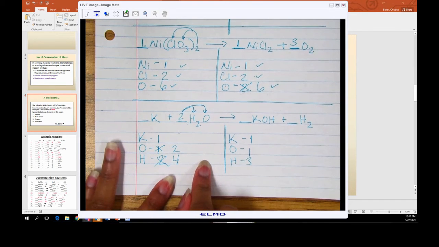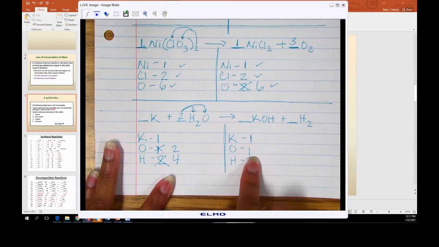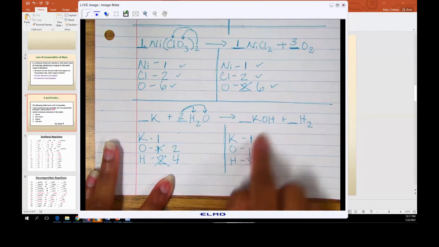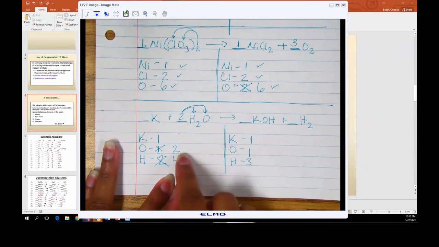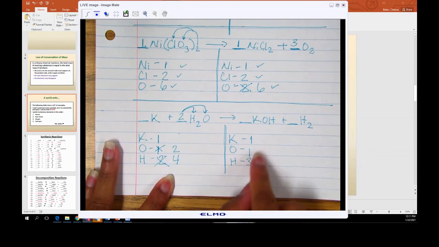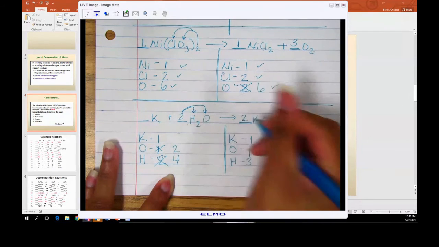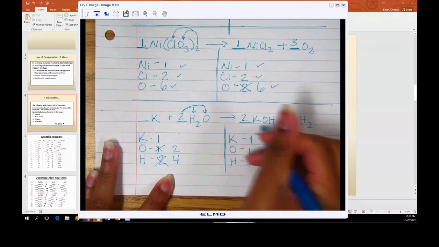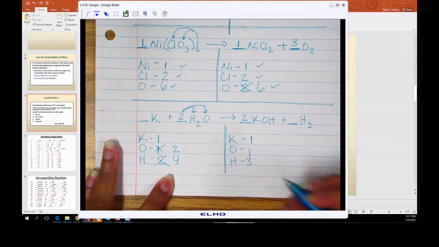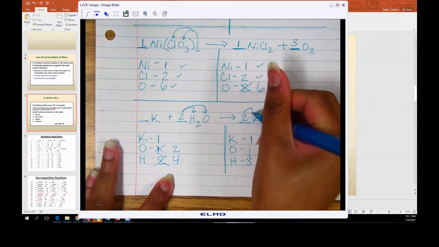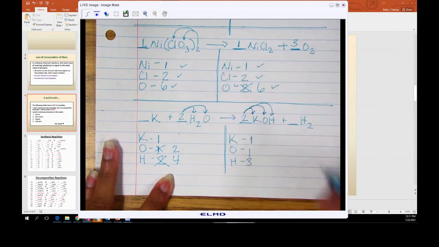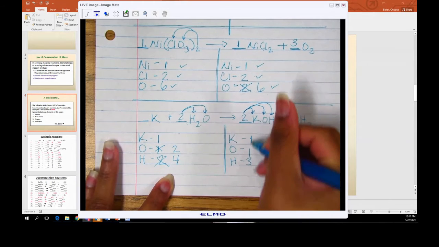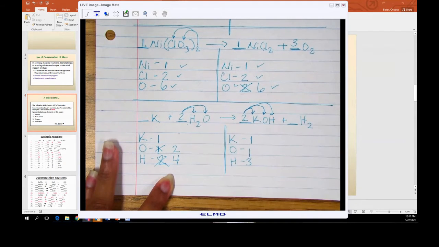Let's keep going. I'm going to go back over to the product side. All right, and I'm going to prioritize my oxygen. It's unbalanced, so I'm going to try to balance my oxygen. I can do that by placing a 2 in front of the potassium hydroxide. And of course, that 2 is going to affect the entire compound. That's the K, the O, and the H. So all of my counts over here are going to change.